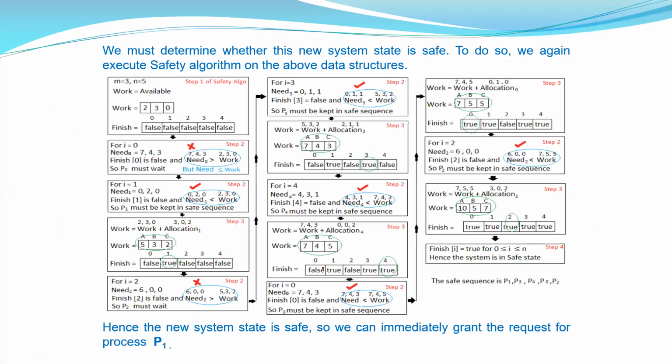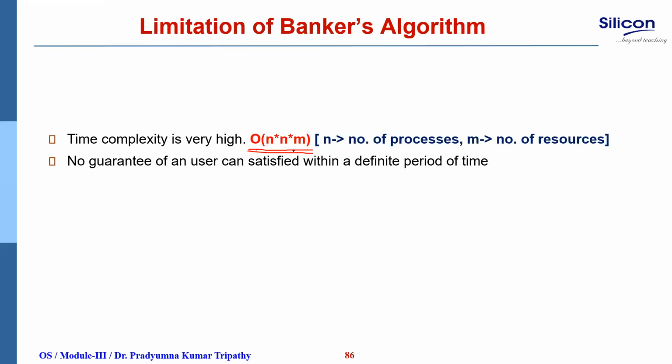One of the limitations of the Banker's algorithm is its high complexity, almost order of n times n times m, where n is the number of processes and m is the number of resources. So it takes almost n times m, or n cube, amount of time. There is no guarantee that a user request can be satisfied within a definite period of time. However, the Banker's algorithm is very useful in many cases.